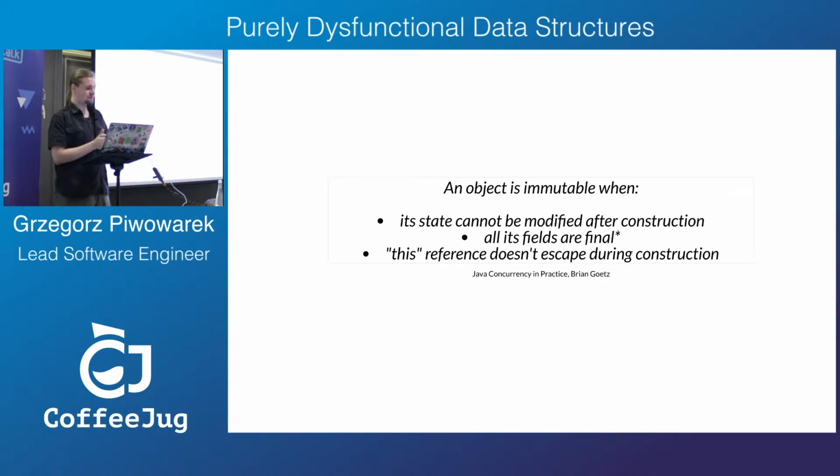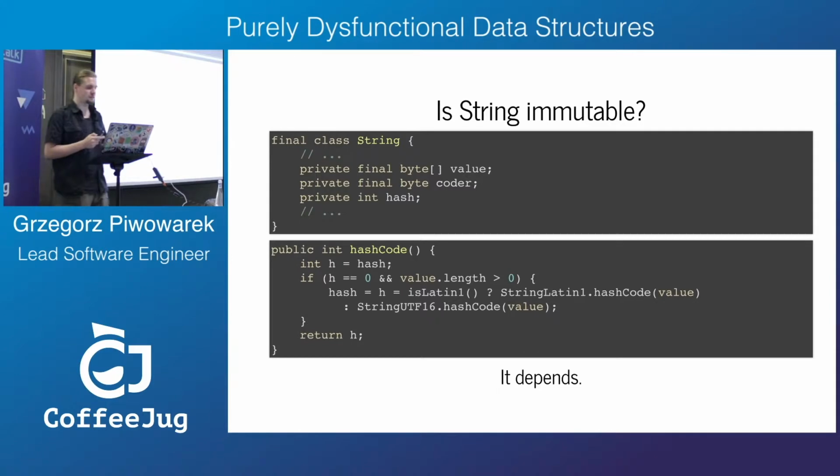You think that String is immutable, but the definition means state cannot be modified after construction, all its fields are final, and the this reference doesn't escape during construction. So, what do you think if we look at the String implementation after Java 9? Well, look, there's a mutable field, the hash. And what? Did they lie to us? And look at the hash code. Its state changes after construction, right? Because the hash is mutable, it violates one of the three pillars of immutability according to Brian Goetz, and it changes after construction, because the hash starts with a zero, and if it is zero, it gets calculated later on.